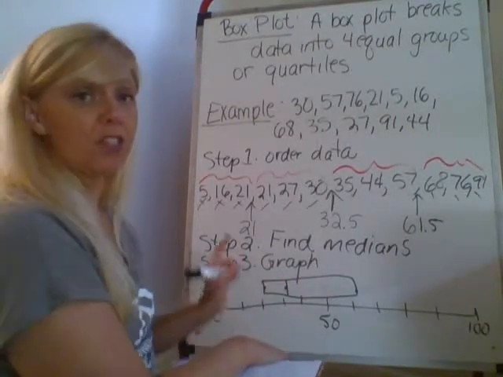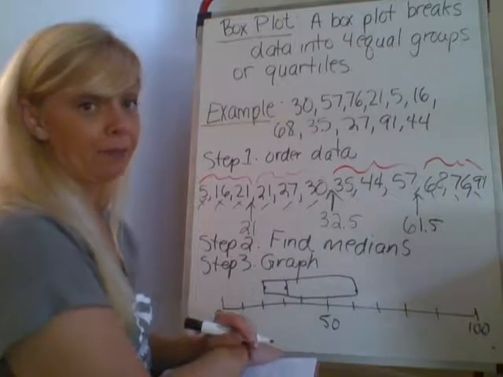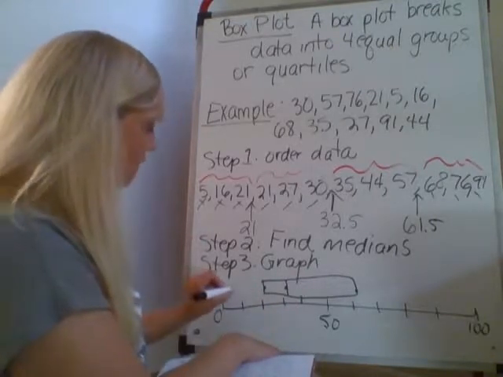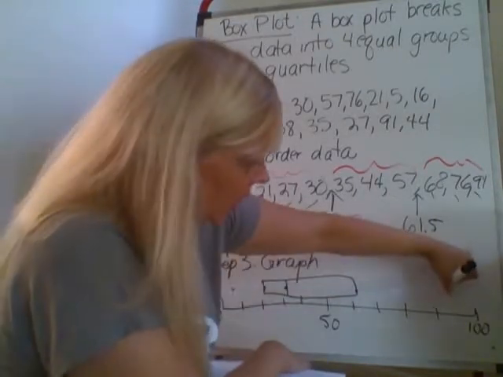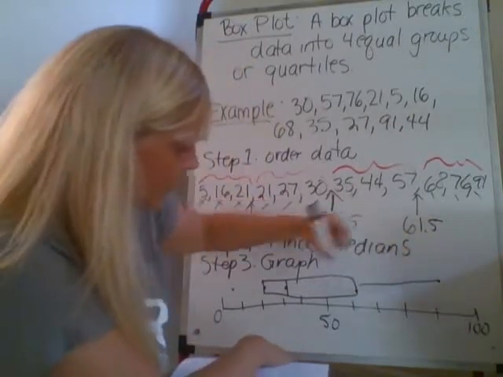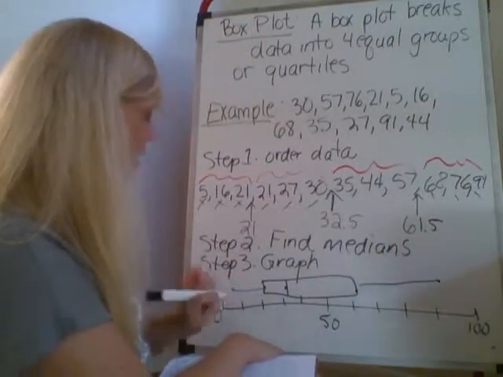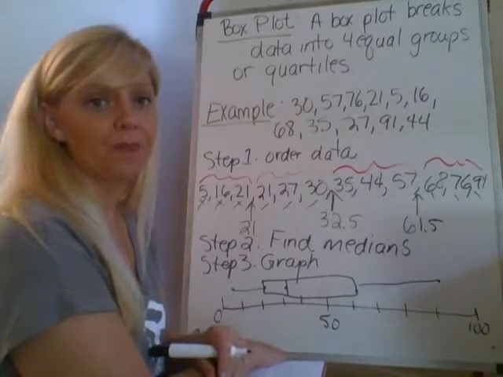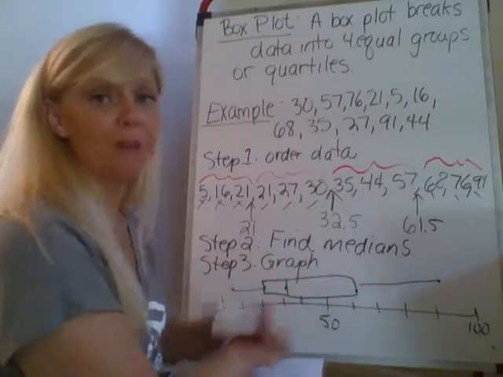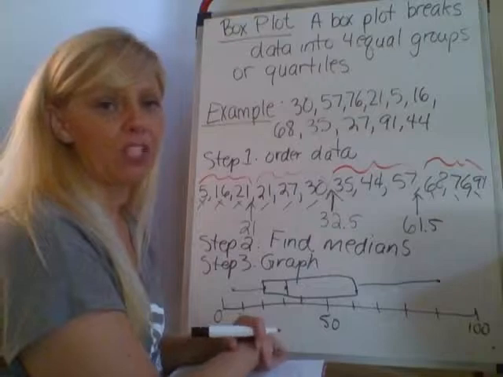Okay, so there's my box. This is the middle 50% of my data. And then I'm going to make a dot at 5 and a dot at 91. And this is what we call little whiskers, and they go out there as well. Okay, so this is a box and whisker graph, how I learned it, and now we just call them box plots.